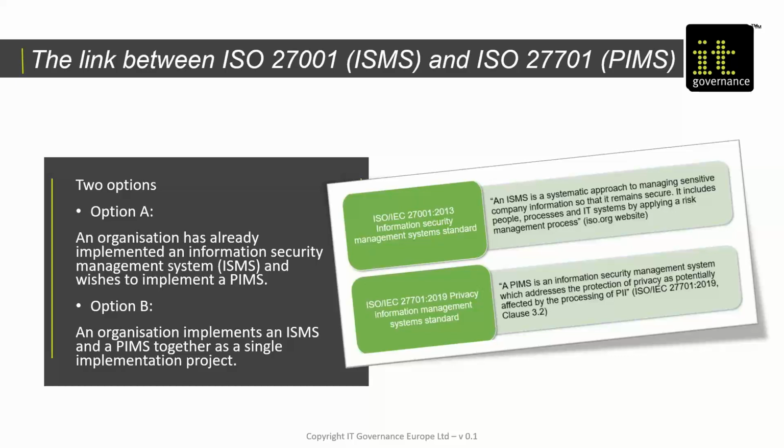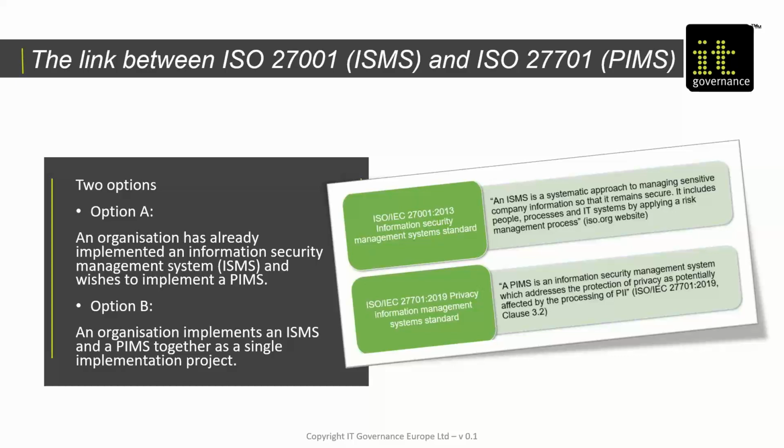An organisation has two options when it comes to the PIMS standard. Considering option A first, any organisations that have already implemented an ISMS will be able to use the PIMS to extend their security efforts to cover privacy management, including their processing of personal or PI data, which can help them then demonstrate that reasonable measures have been taken to comply with data privacy laws such as the GDPR.